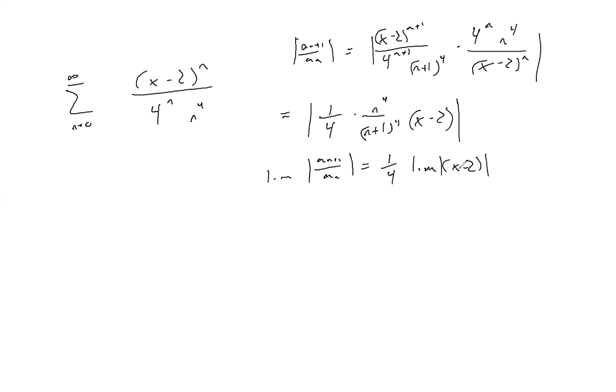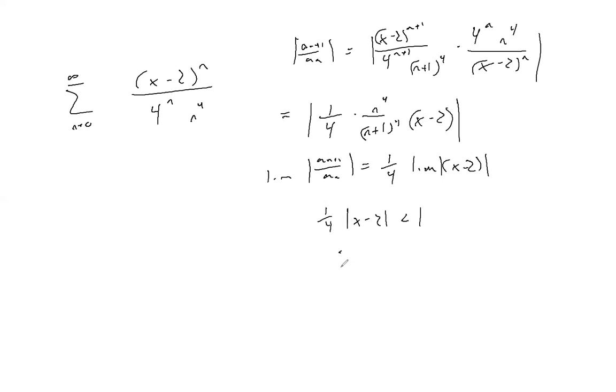So I want to choose x's so that this whole thing is less than 1. So what do I want? I want 1/4 times the absolute value of x minus 2 to be less than 1. Okay, and now it's all about solving this inequality. So I want to get x by itself.